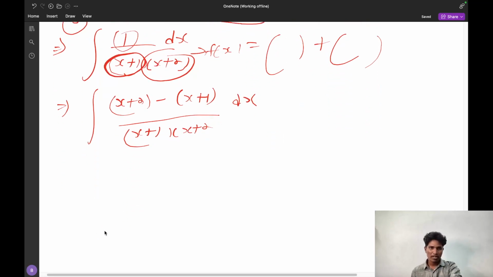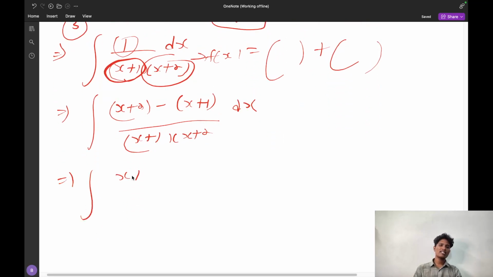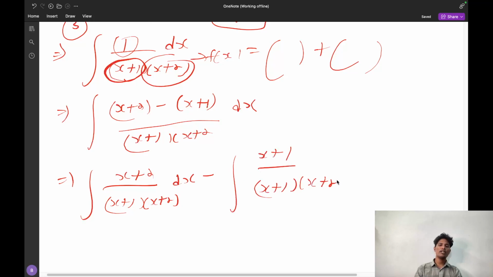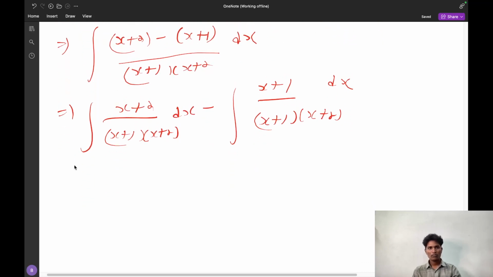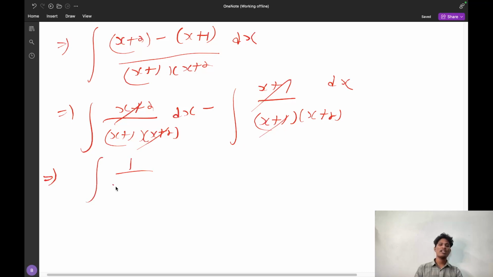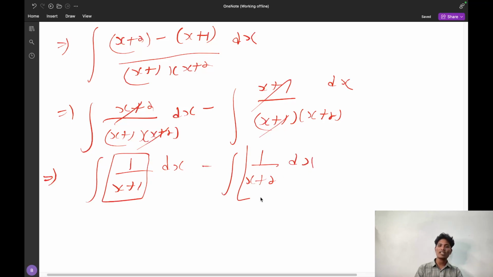Now if you observe carefully, I can split this one: integral x plus 2 divided by x plus 1 into x plus 2 dx minus integral x plus 1 divided by x plus 1 into x plus 2 dx. x plus 2 will get cancelled, x plus 1 will get cancelled. What I will get is integral 1 divided by x plus 1 dx minus integral 1 divided by x plus 2 dx. So these are all the partial fractions of the given function, 1 divided by x plus 1 into x plus 2. I have just split these two things.